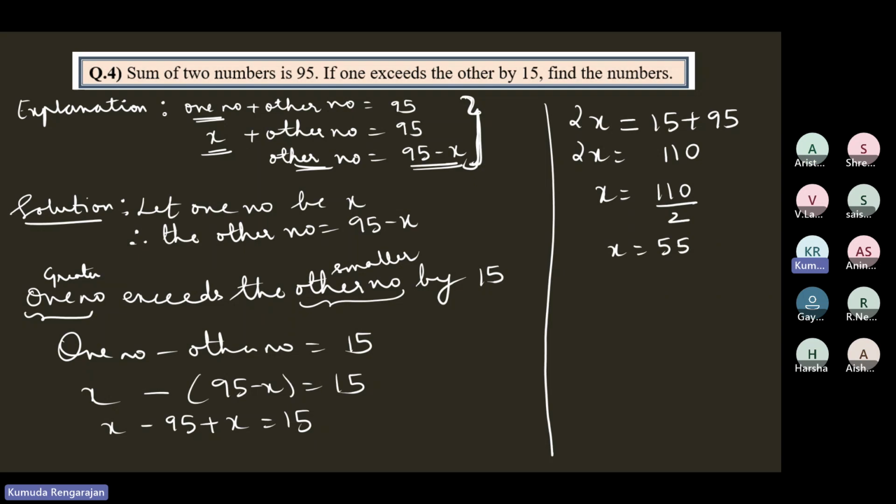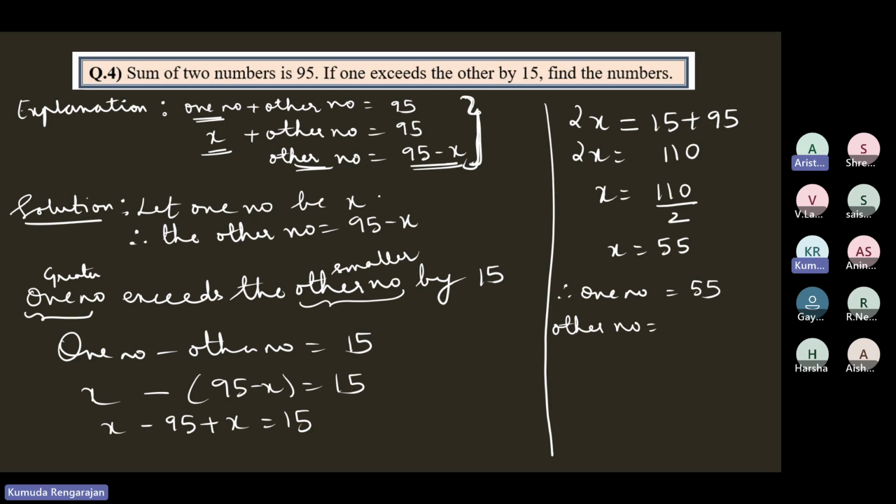No problem. Please check if you're getting the same thing. Okay, ma'am. Yes, ma'am. Okay, Ariston. So after this, if x is 55, what do you understand? Who's 55? One number or the other number? One number, ma'am. Yeah, therefore, one number is equal to 55. What about the other number? It will be 55 minus 15.